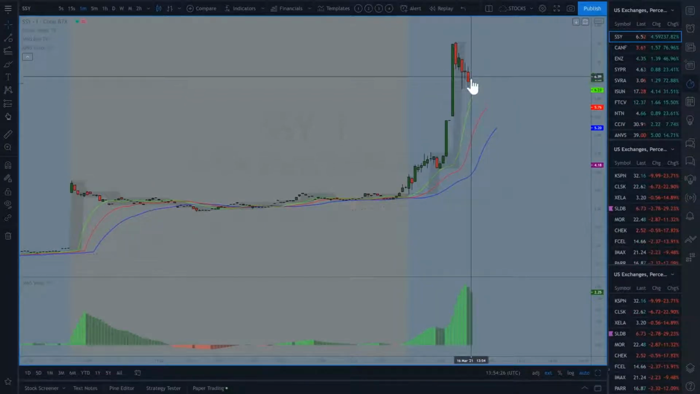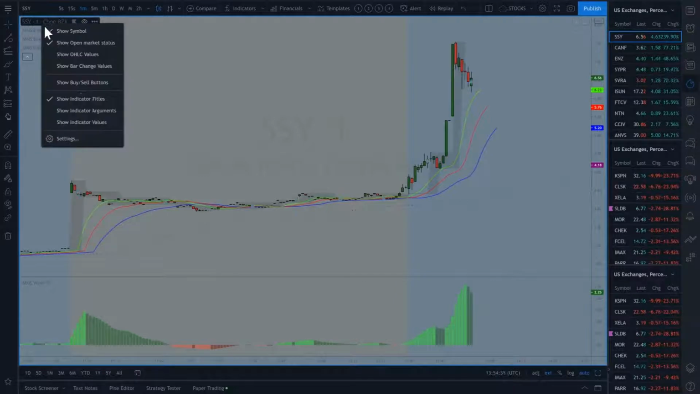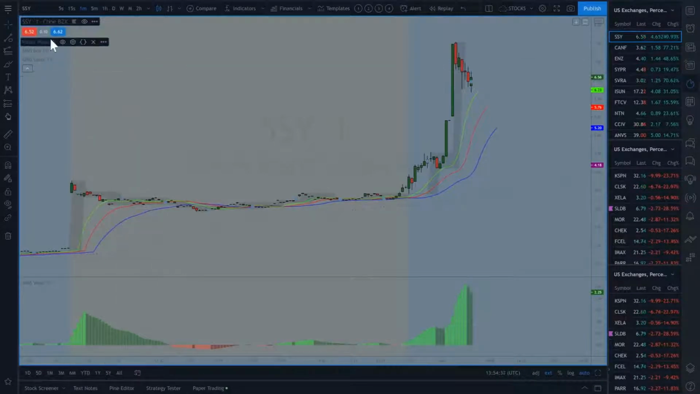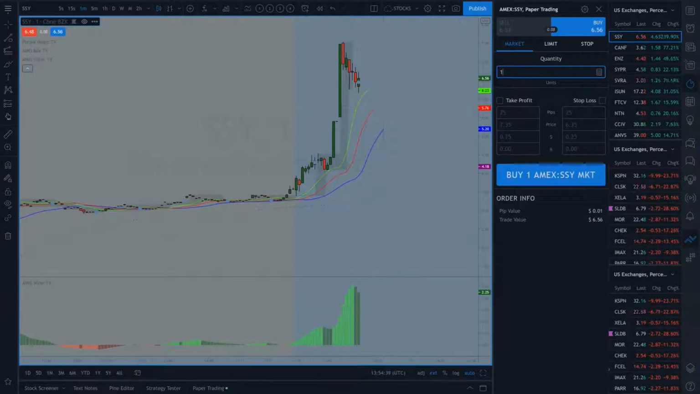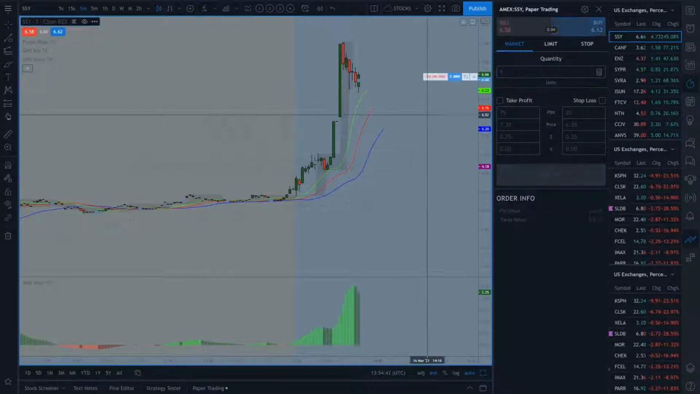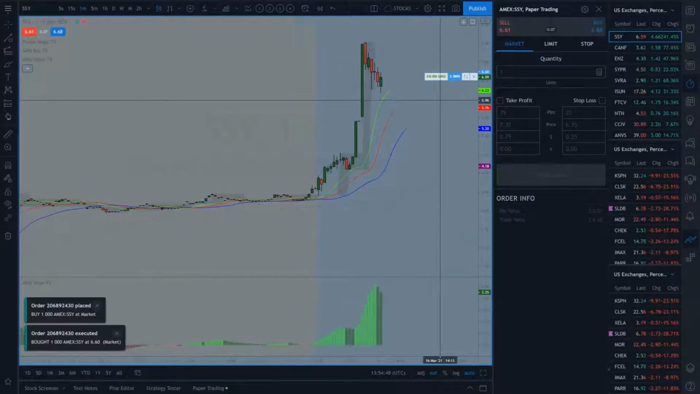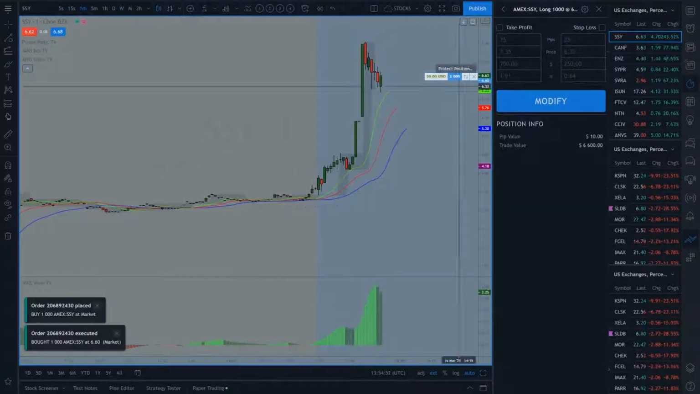That's a PC pattern. You can buy right here with stop loss there. Let's fool around with it. Suppose we're going to buy a 1,000 stock here. It's just a joke, just for the fun of it.